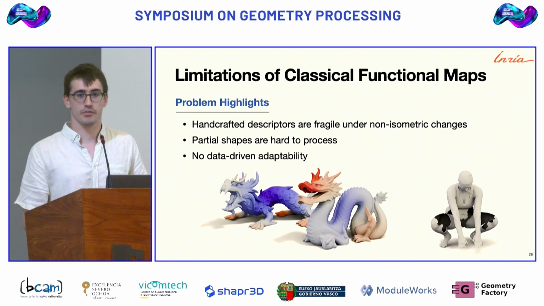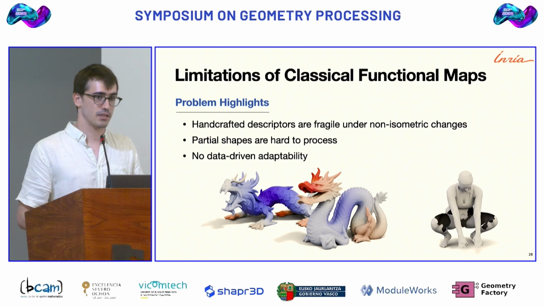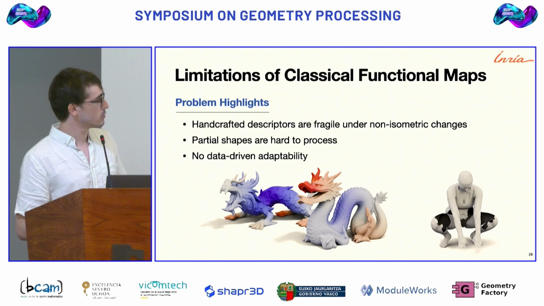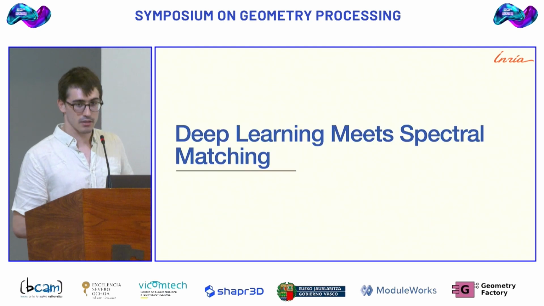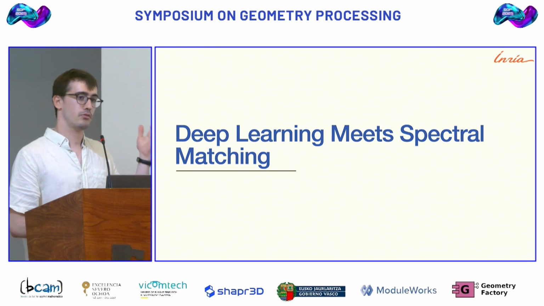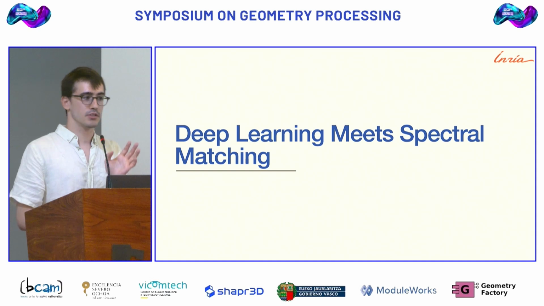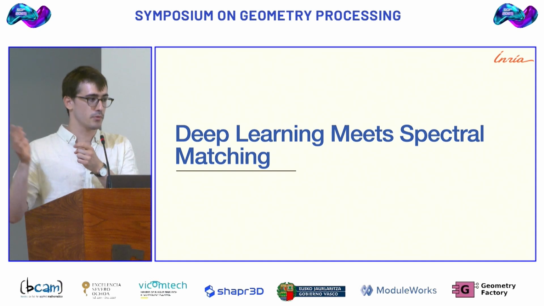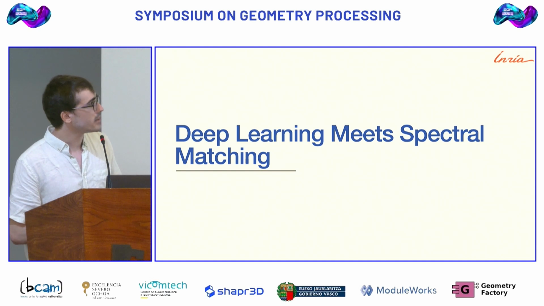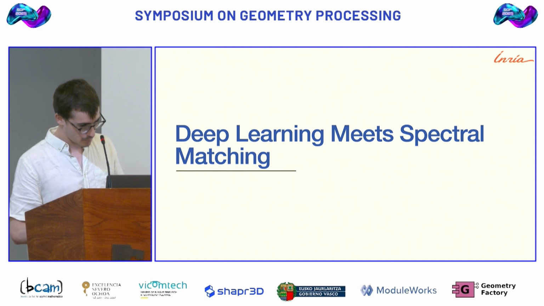So we would like to have something that's a bit more adapted to the data, that can fit and train on the data, which is why I'm going to talk about how deep learning meets spectral matching, which is a more recent line of work. Everything I presented before was essentially the development until 2019, between 2012 and 2019. This essentially started in 2018, so it's almost two separate lines of work.